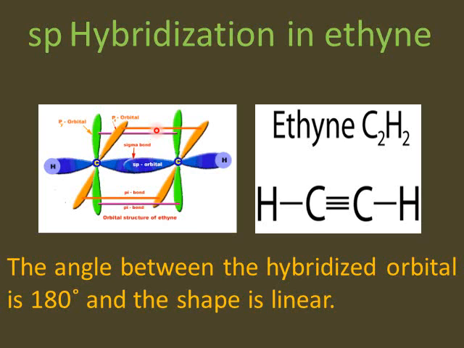Here the 2 bonds between carbon and carbon are formed by py and pz orbitals, which will be pi bonds and weaker bonds, while the 2 bonds, one with hydrogen and one with another carbon, are sigma bonds. The angle between the hybridized orbitals will be 180 degrees in sp hybridization and the shape will be linear.